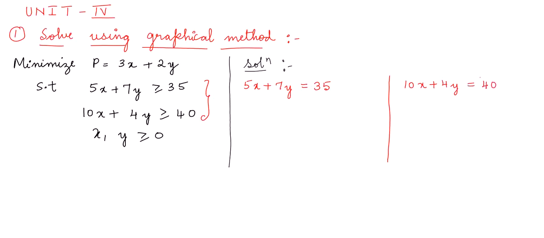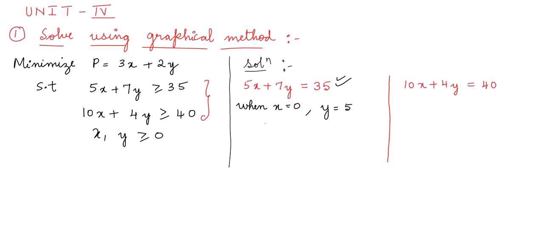Whenever you have a graphical method, first convert the inequalities. They might be less than or equal to, or greater than or equal to. You need to convert them into equations, and then find the pair of points. So how do you find the pair of points? First, take x equal to 0. For this equation, when x is equal to 0, find the value of y. The value of y will be 5.